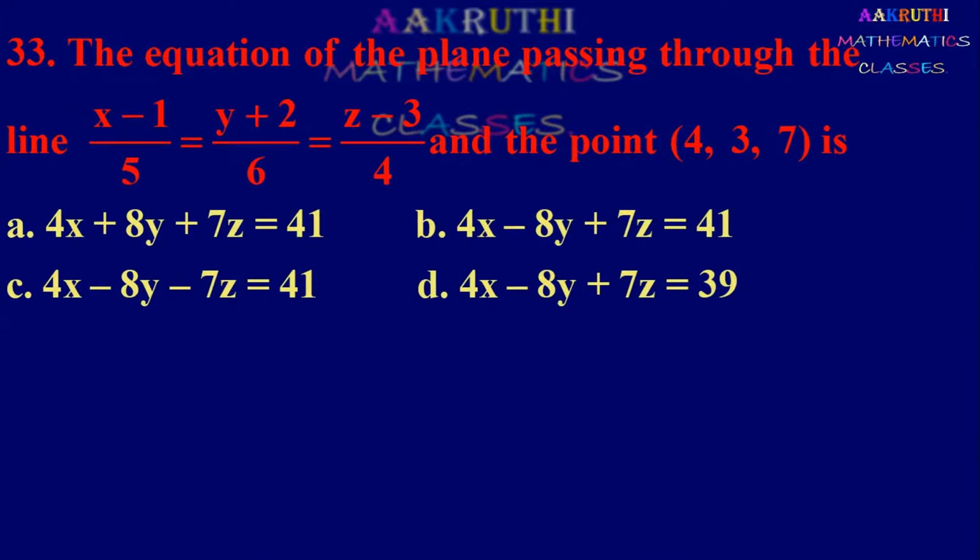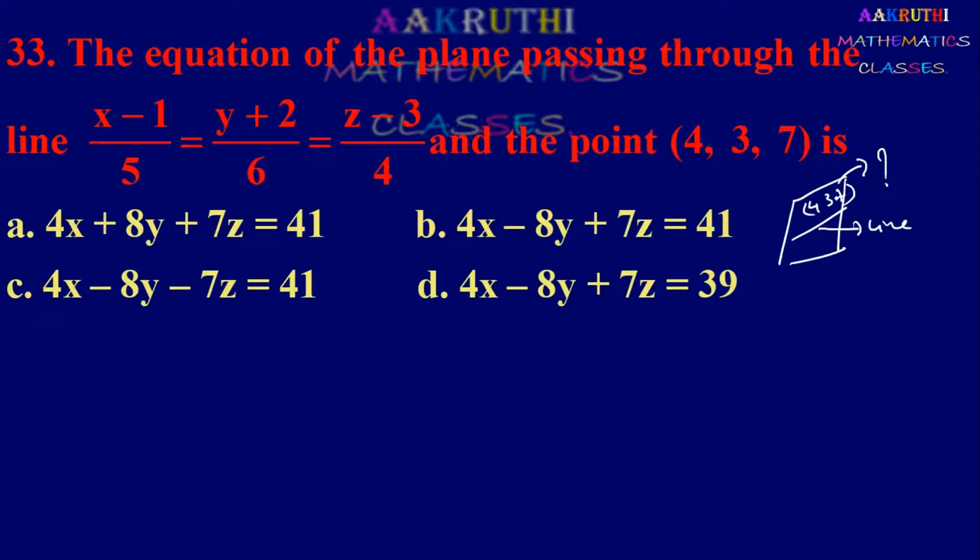The equation of the plane passing through the line (x minus 1) by 5 equal to (y plus 2) by 6 equal to (z minus 3) by 4 and the point (4, 3, 7) is. So here one plane is passing through the line (x minus 1) by 5, (y plus 2) divided by 6 and (z minus 3) divided by 4. So this is the line, and one more point, it is (4, 3, 7). And we have to find the equation of this plane.